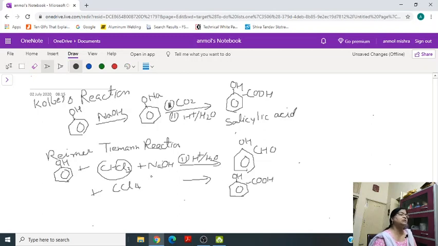And last reaction is oxidation. Phenol undergoes oxidation in the presence of sodium dichromate and sulfuric acid. It forms benzoquinone.